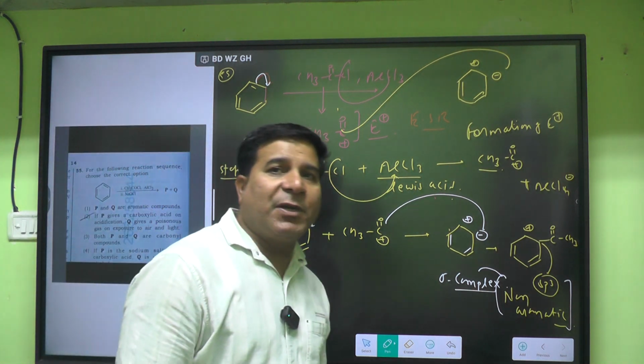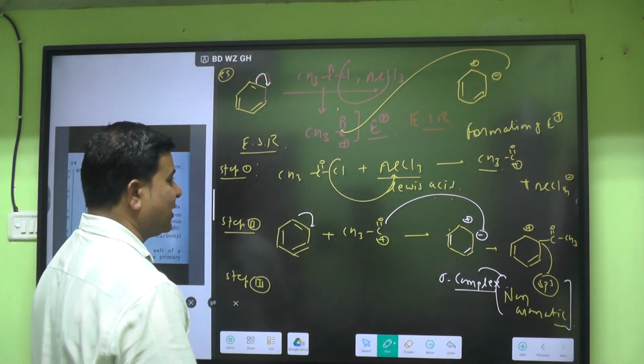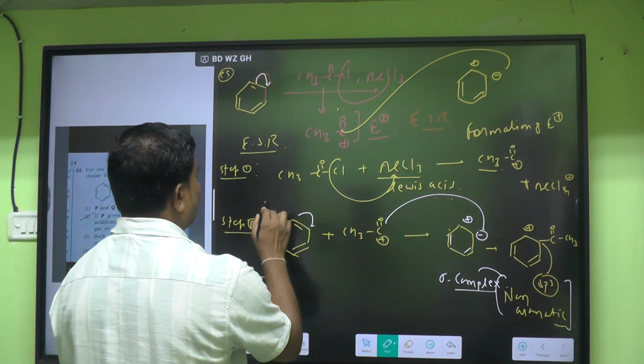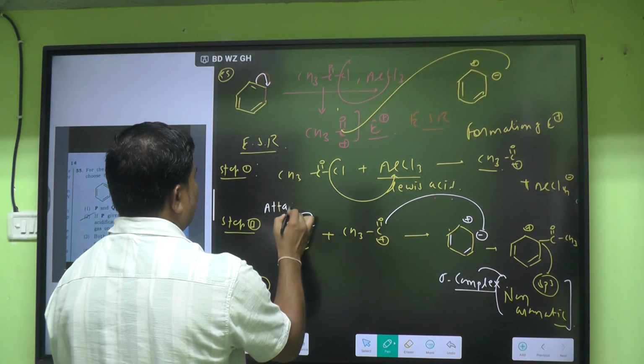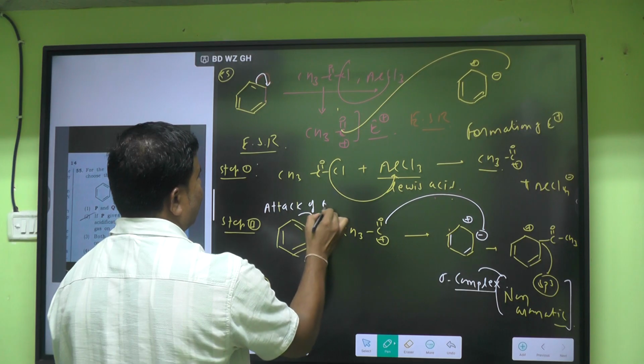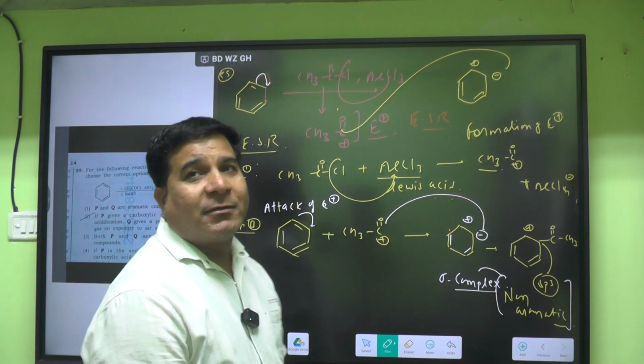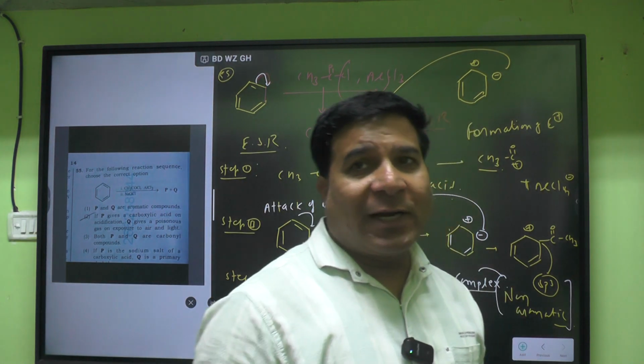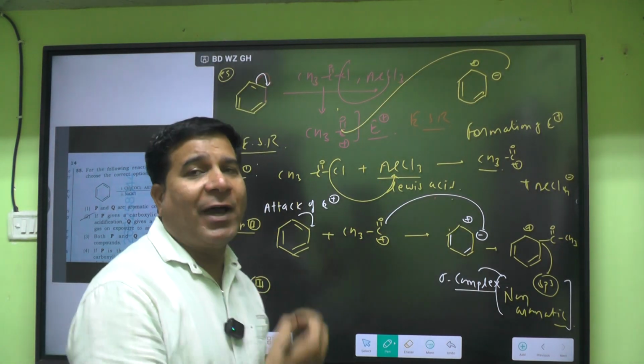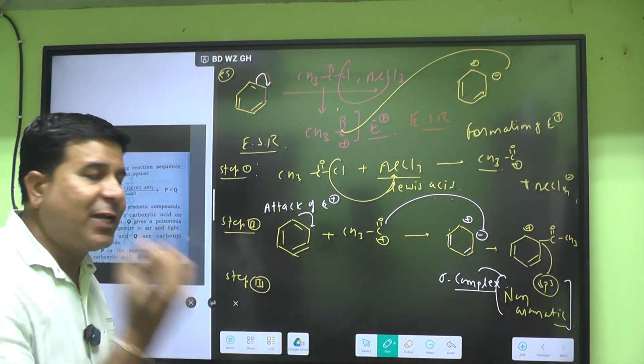Stronger electrophile replaced by weaker electrophile. Okay. Now third step: attack of electrophile. Here, attack of electrophile. Stronger electrophile is substituted by weaker electrophile.